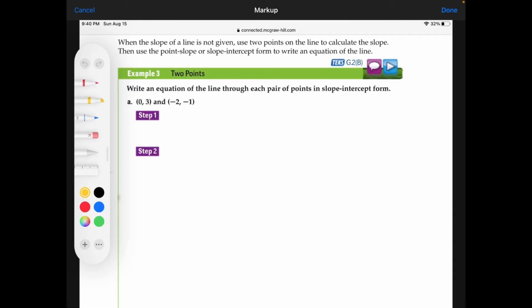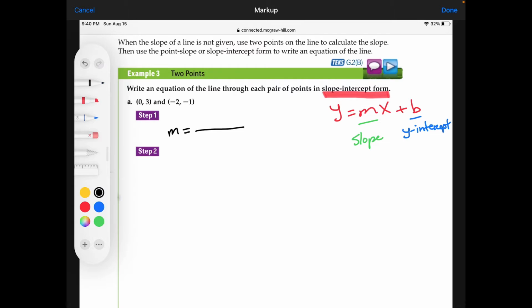Write an equation of the line through each pair of points in slope-intercept form. Remember, the slope-intercept form is y equals mx plus b, where m is the slope and b is the y-intercept. So given 2 points, we know that we can find the slope by using the slope formula. So that would be our first step. So remember, the slope formula is y2 minus y1 over x2 minus x1.